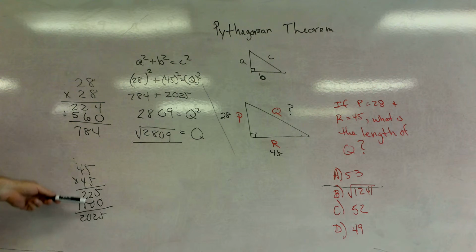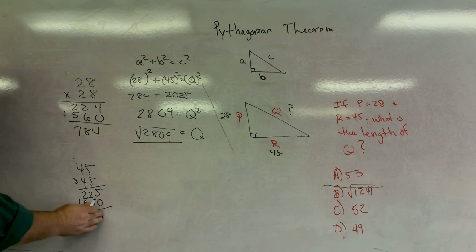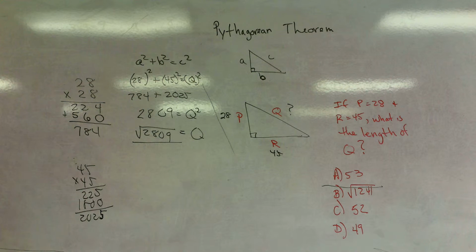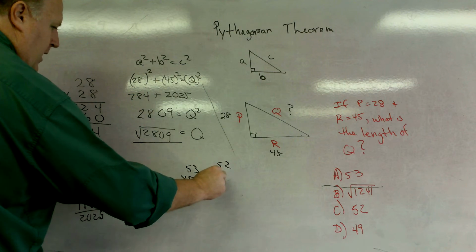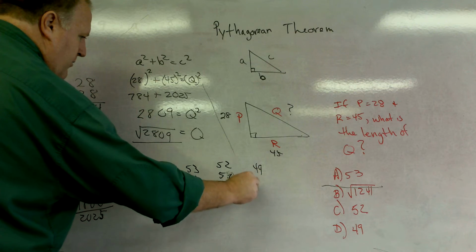Well, if I do 5 times 5 and get 25, that means the ones place has to be a 5. And it's got to be a 5 because, remember, we always have to put in that 0 or bump over, so this first digit never changes. So let's look at the number that we got for an answer, 2,809. The last digit must be a 9. And that multiplication will be due to multiplying either 53 times 53, 52 times 52, or 49 times 49.